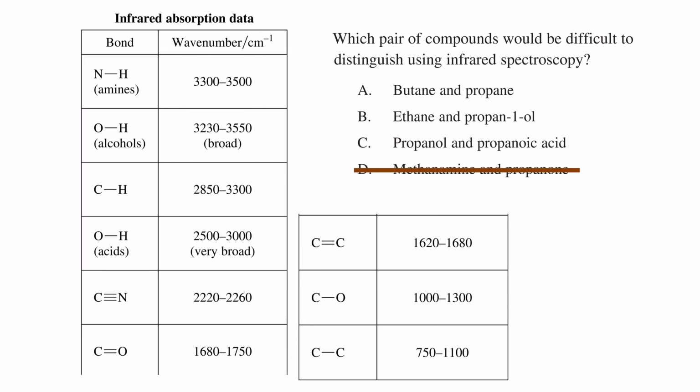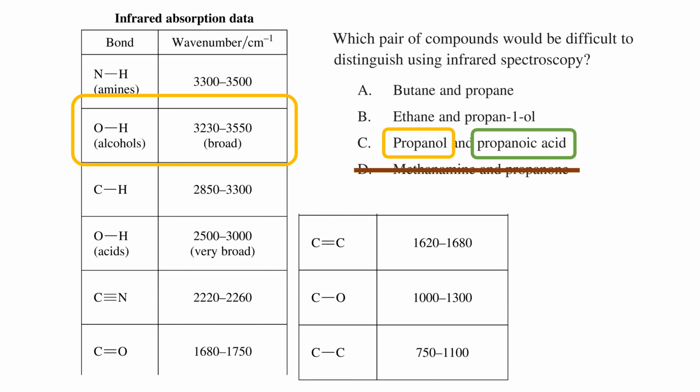Looking at option C, we have propanol, which is an alcohol with an OH group that will have a broad peak in the 3230 to 3550 wave number range, while propanoic acid is an alkanoic acid that also has an OH group, but this time the peak will be very broad and appear between 2,500 and 3,000 reciprocal centimeters, below the alcohol's peak.